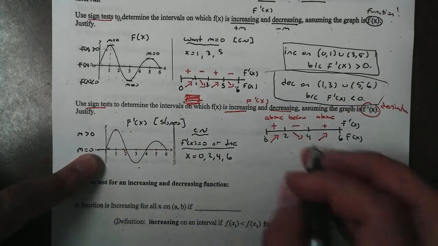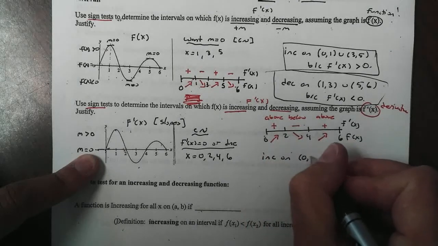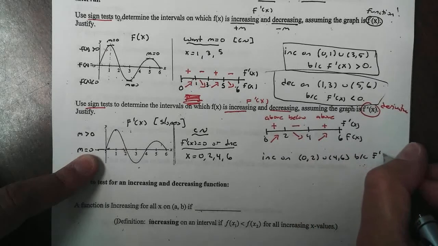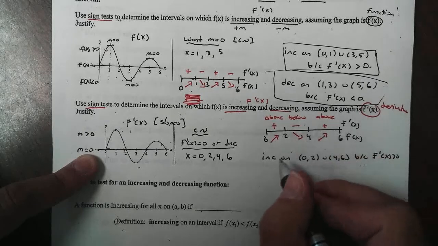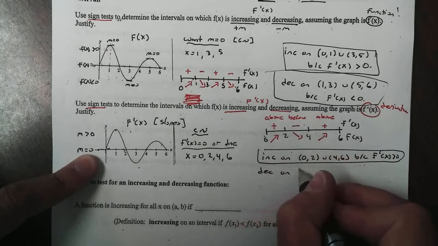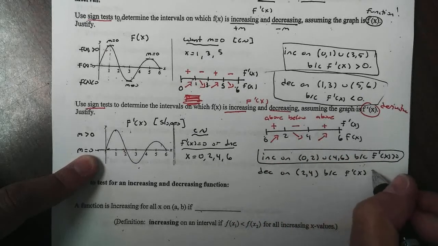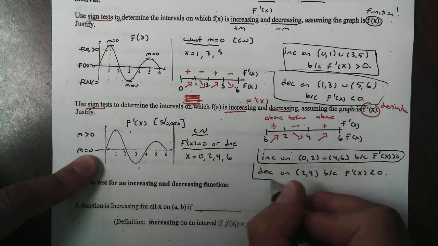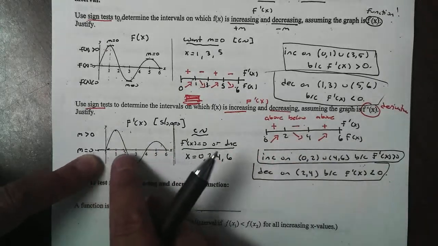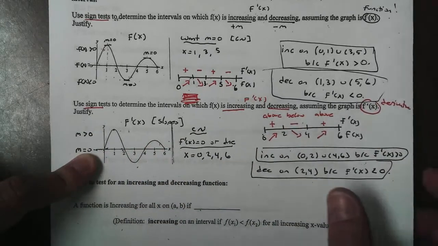And now I can answer my question. Where are we increasing on the domain? 0 to 2 or 4 to 6, and that is because the derivative of the function is greater than 0. Where is the function decreasing? On the domain 2 to 4, and that is because the derivative of the function is less than 0. Again, don't use the word it. Now, I know I took a long time to do this, but you'll have all of this work done in less than a minute.